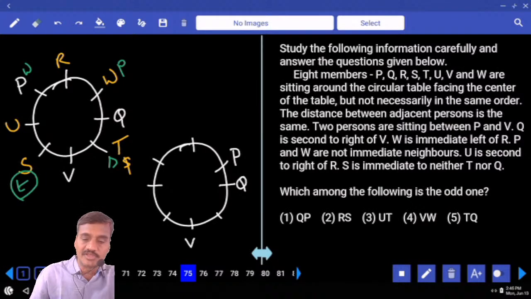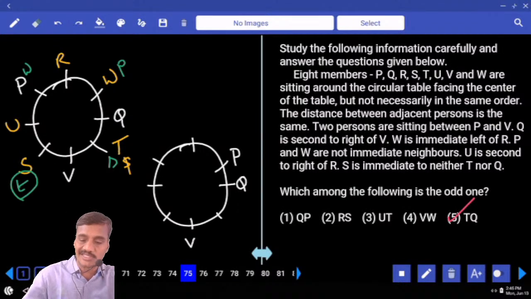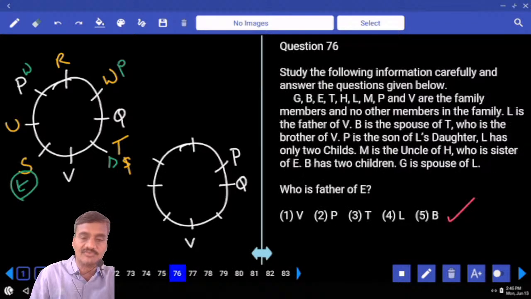And which among the following is the odd one? Q and P. Now in between Q and P, there are 2 persons. R and S, there are 2 persons. U and T, now between U and T, there are 2 persons. And V and W, again between V and W, there are 2 persons. T and Q. Now between T and Q, there is no person. Hence, what is your answer here? Except in choice 5, in the remaining choices, there are exactly 2 persons in between. Hence, choice 5 is the odd one, question number 75.